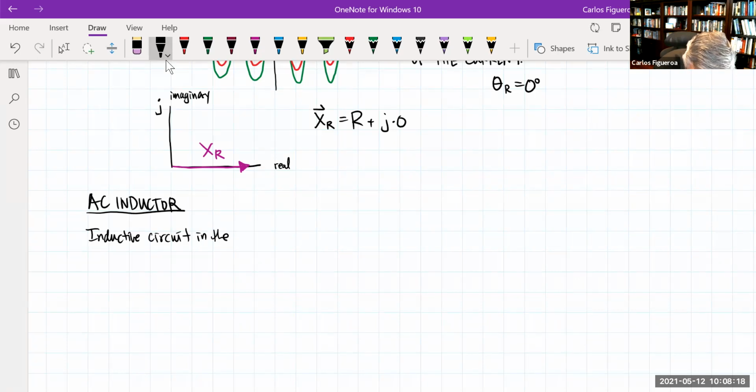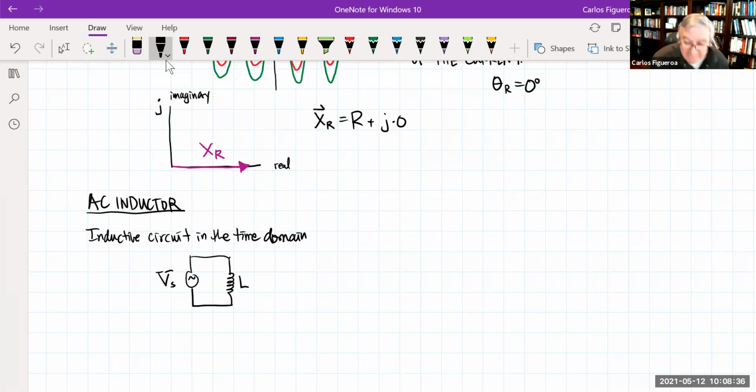in the time domain. So it looks like this. It has a value of Vs, and it's an AC. Now I have a pure inductor, no internal resistance. So what am I going to do? I'm going to do what I did before. I'm going to convert that into the complex plane.